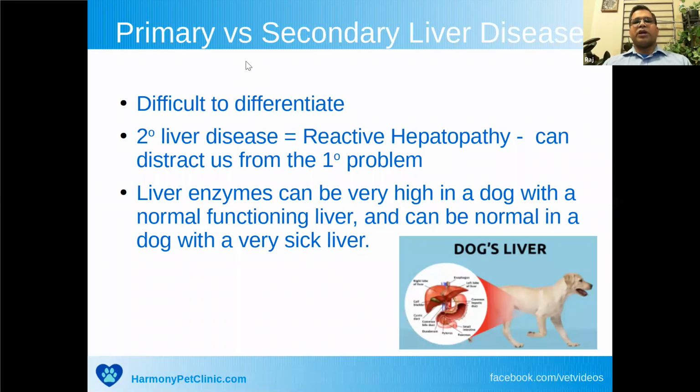So liver diseases can be primary or secondary liver disease. It can be difficult to differentiate these two sometimes. Secondary liver disease is also called reactive hepatopathy, and it can distract us from the primary disease. One very interesting thing about the liver is that liver enzymes can be very high in a normal dog with a normally functioning liver, and they can be normal in a dog with a very, very sick liver. So we'll go over some conditions that cause this. And so this makes diagnosis even a little trickier.